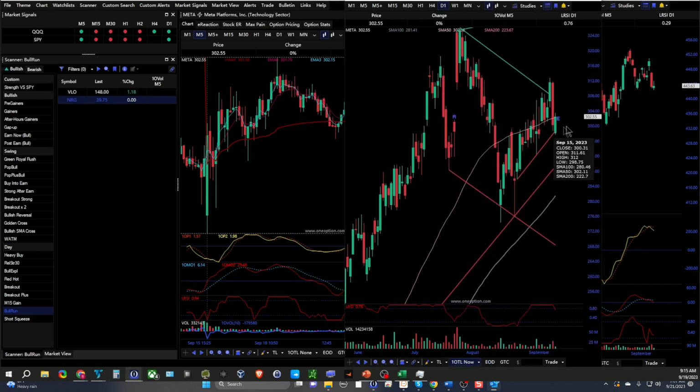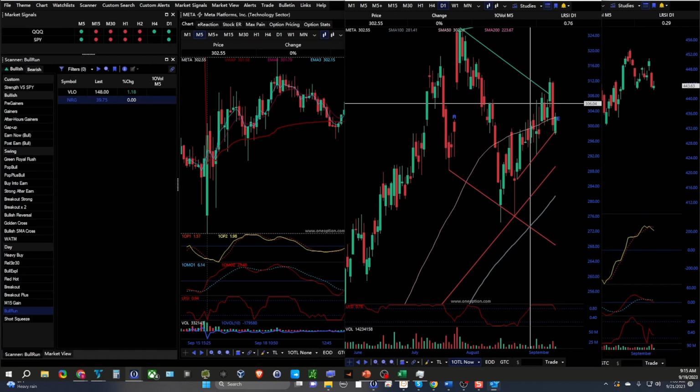What happened on Meta? Didn't do that. Had a red day, sure, but it didn't sell off to here. If it moved down to here, I'd be a lot more nervous holding it. But it stayed hugging that 50 SMA. So I ended up closing that on 9/7. This big, huge candle here.